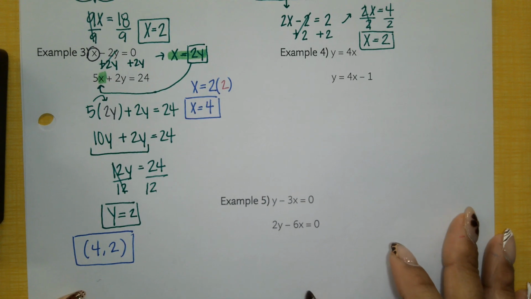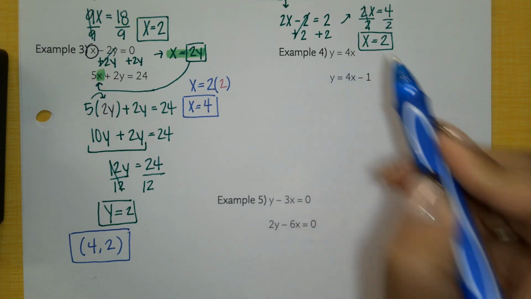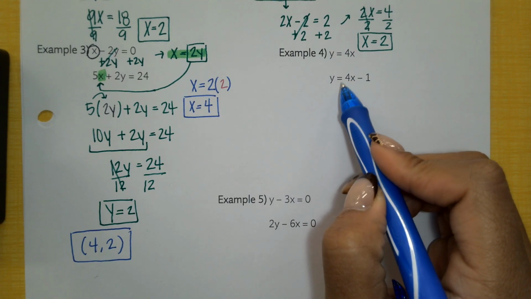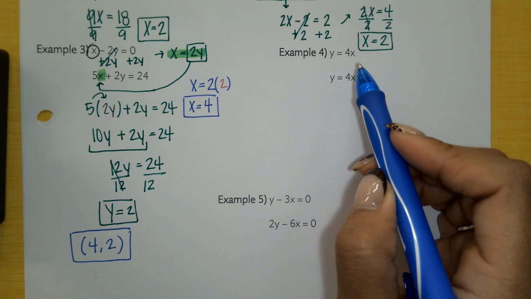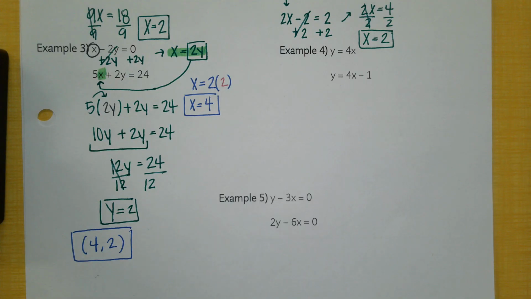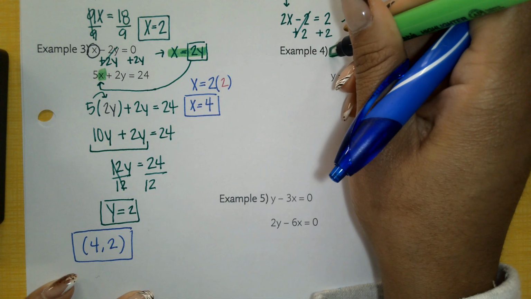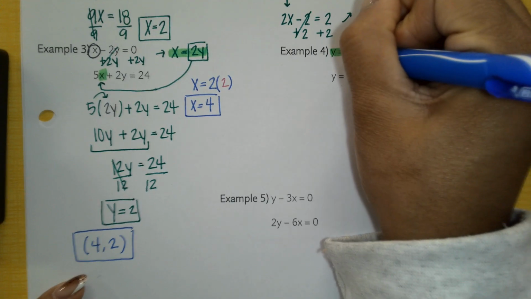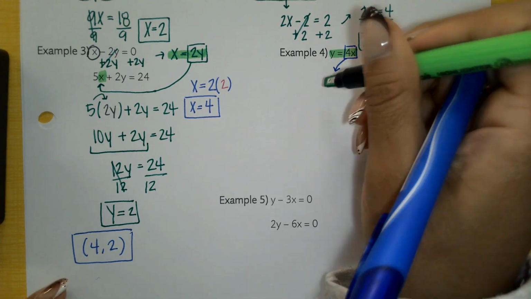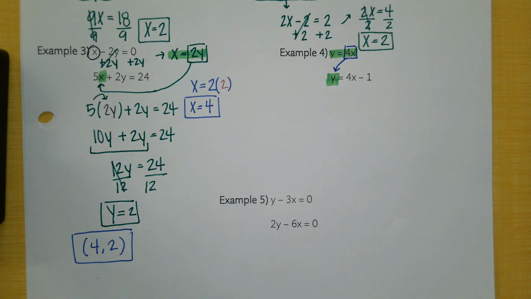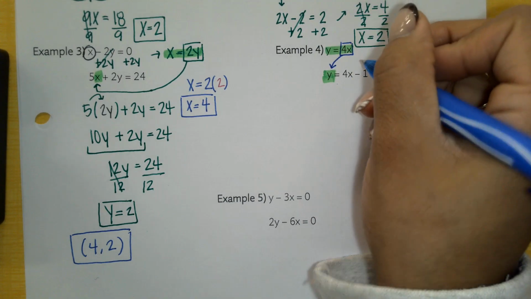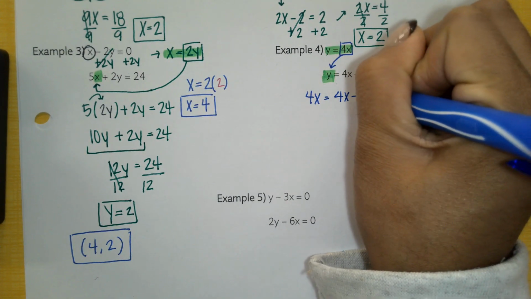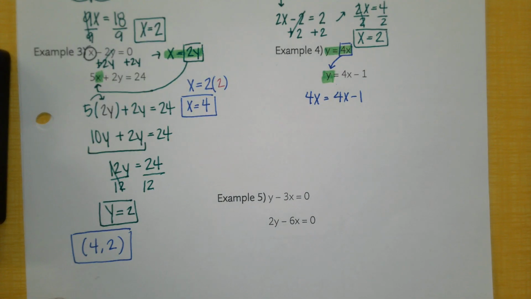All right, example number 4. So you have y is equal to 4x and y is equal to 4x minus 1. If you notice, both of these are solved for y. So you can just pick whichever one. It doesn't really matter. We're going to just go with the first one. So we have y is equal to 4x. Since it's solved for y, I'm going to replace the y in the second equation with 4x. Then I'm bringing down the right side. So I have 4x is equal to 4x minus 1.